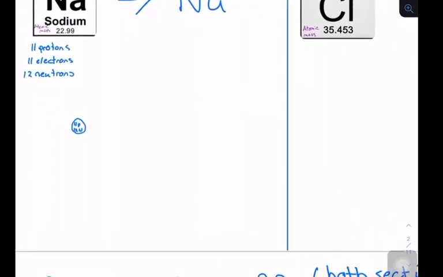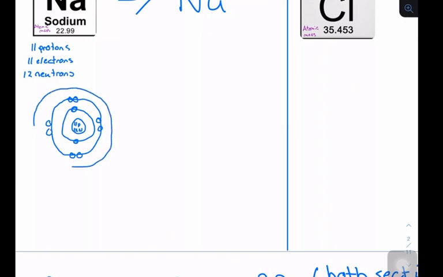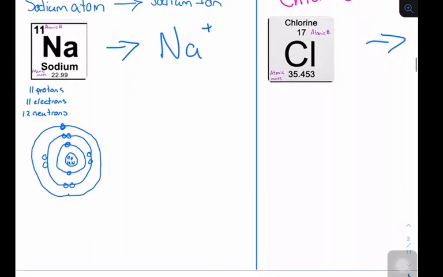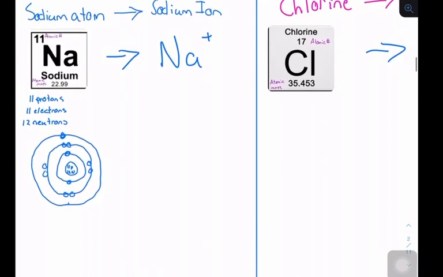So I have 11 electrons to draw. First level gets 2. Second level gets 8. And that's going to make a total of 10. So I'm going to have 1 more electron. So sodium has this 1 more electron, a sodium atom. And so we would say that it has 1 valence electron.